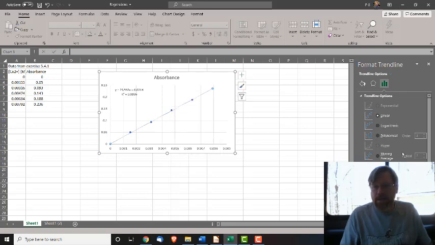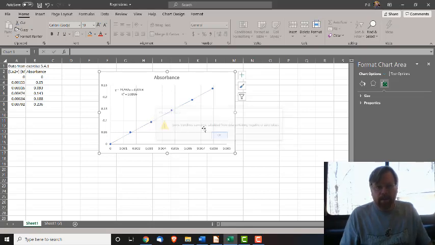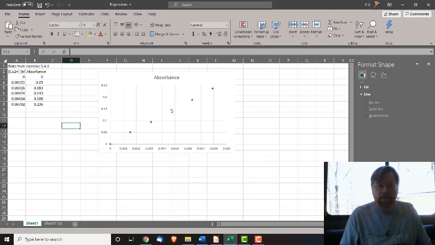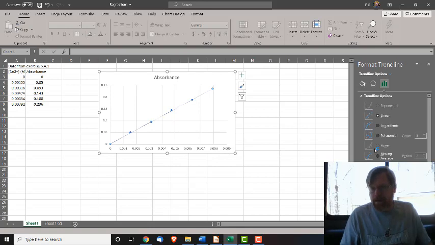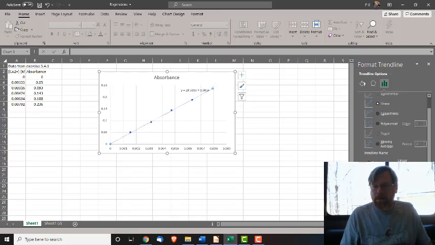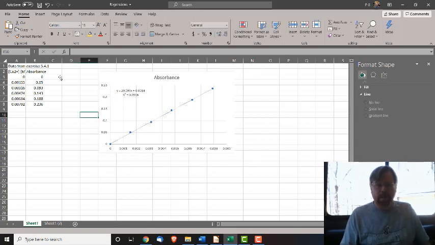So I can change the type of the trend line. Okay, it's not going to let me do a logarithm in this, and that wipes away my other trend line. You can see there's a few that, given the type of data I have, it's just not going to let me use. So let's go back and show the r-squared value on the chart. There we go. There's my best fit line again.